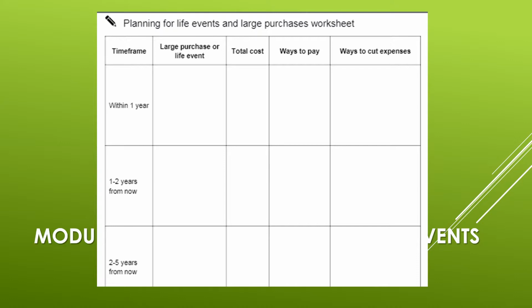2 interesting features of this tool are the Ways to Pay and the Ways to Cut Expenses columns. Ways to Pay allows a space for the consumer to consider whether they will find funds to make things happen. If a loan is the only answer for every upcoming purchase, it may be time to think about putting money aside to save up for down payments. This leads nicely to the Ways to Cut Expenses column.